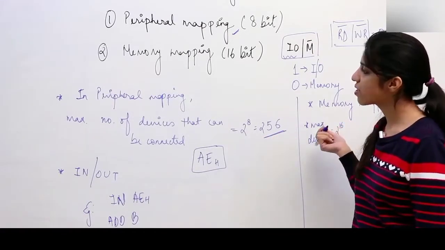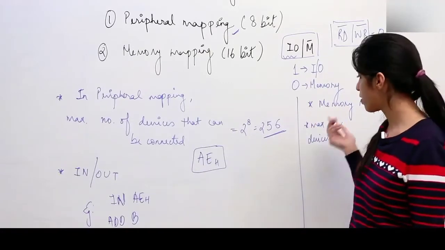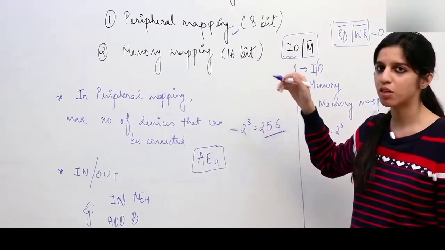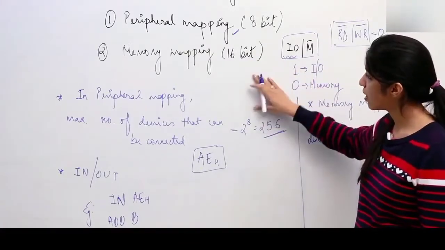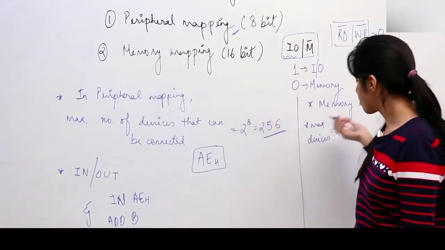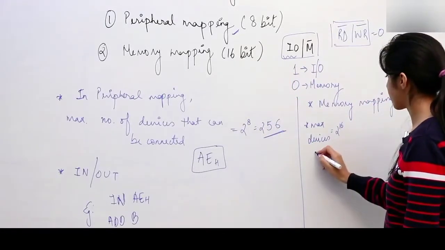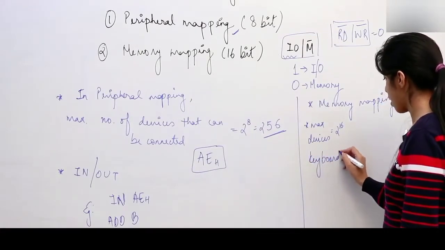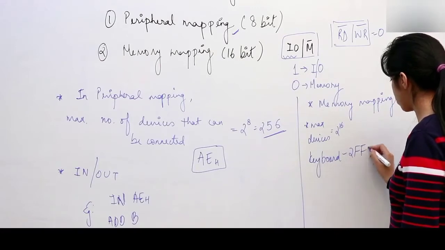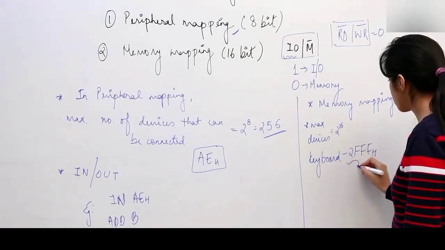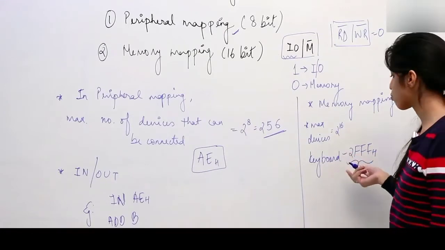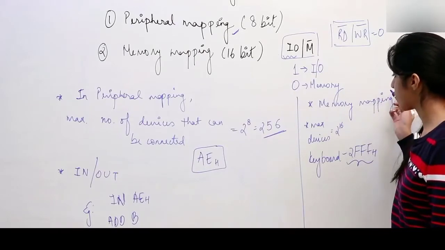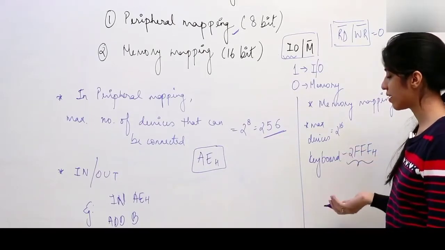But the problem is the size of available memory decreases, because you are treating some devices as memory locations only. So the available size of memory decreases; we can look at an example. Suppose you have connected a keyboard at location 2FFH. Now you cannot use the same address in the memory also, so addressable, usable memory decreases. So this is a disadvantage with memory mapping, although the number of devices that can be connected increases.